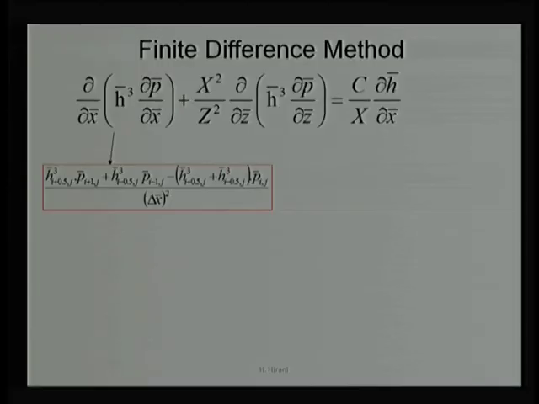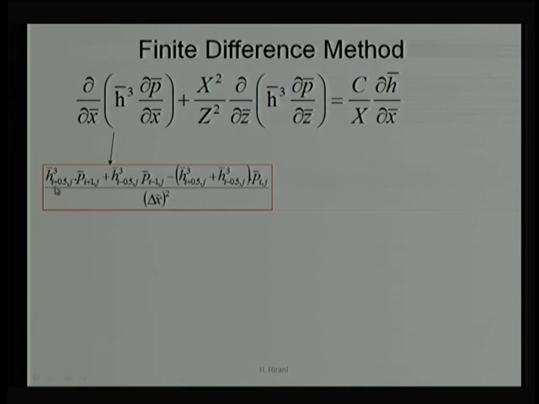The first slide is the central difference method, which we learned in the previous lecture, how to apply. This first term, the first partial term, say the pressure variation in the x direction, can be represented in the central difference method using this formula.